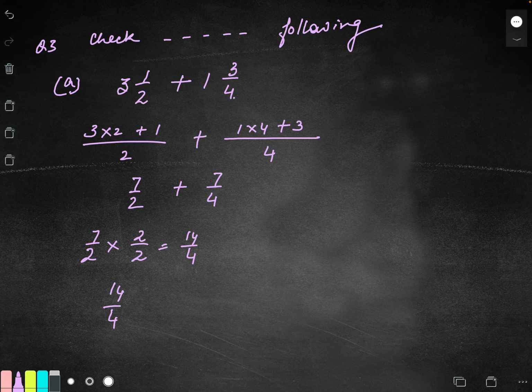Got it? And it's an addition sum. So it will be 14 plus 7 upon 4. It will be 21 upon 4. So this is my answer. Right, children? I hope there are no doubts.